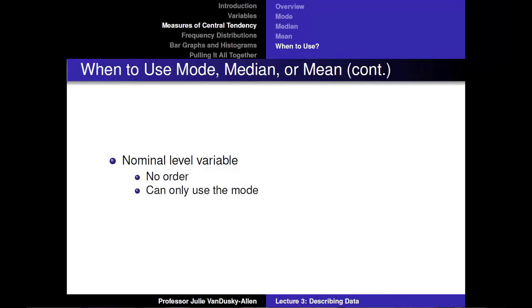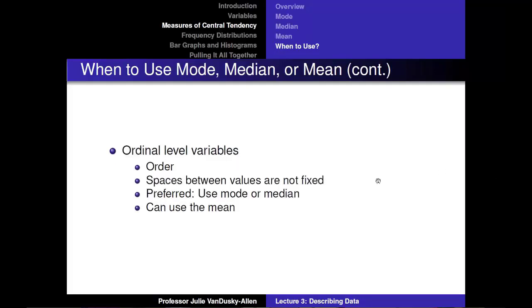If we are examining a nominal level variable, we should only use the mode. Recall that the values of a nominal level variable have no order. The mode does not assume a variable has order, but the median and mean do assume a variable has order. Hence, with a nominal level variable, we only use the mode to describe the typical case of the variable.